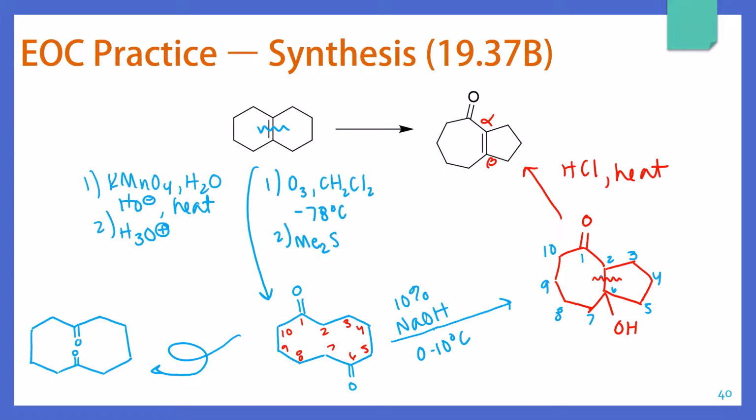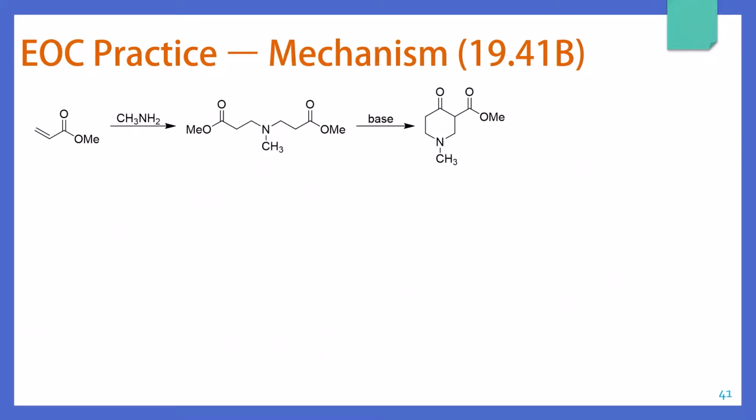Both of these situations would give you cleavage of the alkene to give you 2 ketones. So really cool problem. So this question is a mechanism question, and it looks a lot more complicated than it actually is.